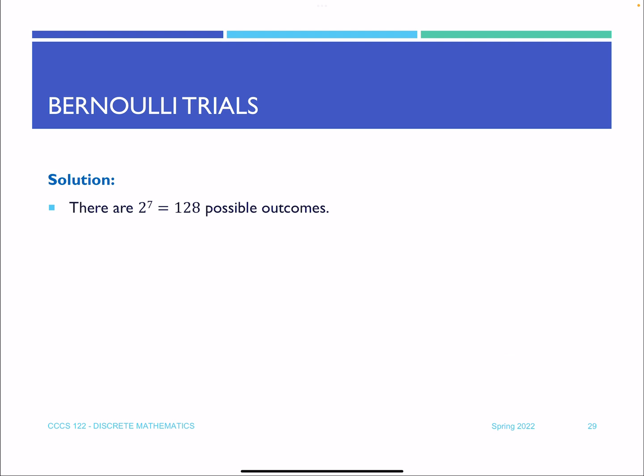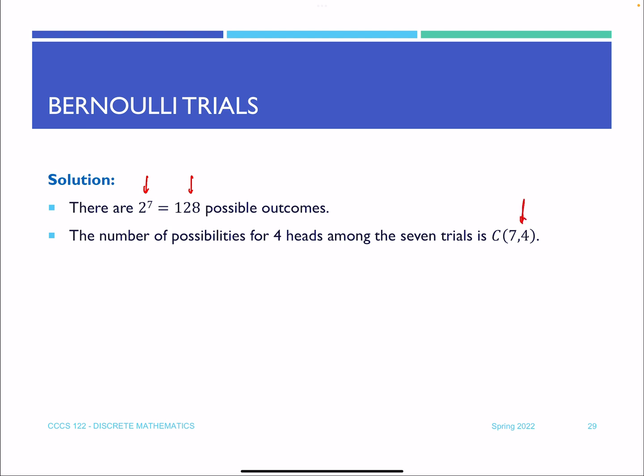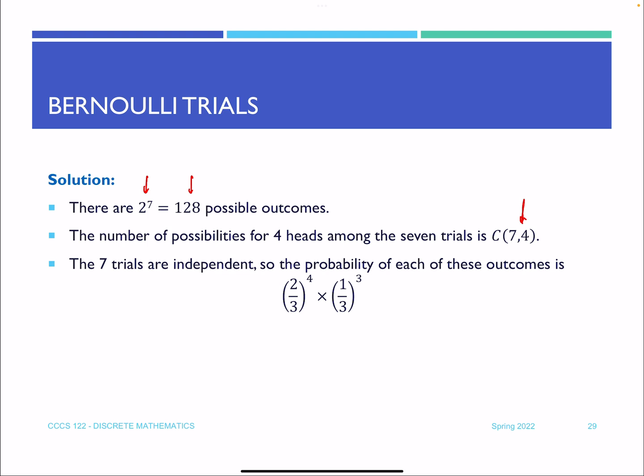And so let's see what we get. In 7 trials, there are 2 to the power 7, 128 possible outcomes. The number of possibilities for 4 heads among these is C(7,4). And the 7 trials are independent, meaning that the coin doesn't remember which side was up last time you flipped it, so it doesn't have memory.